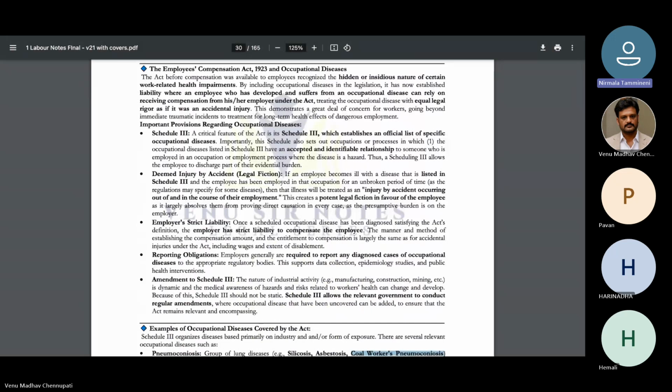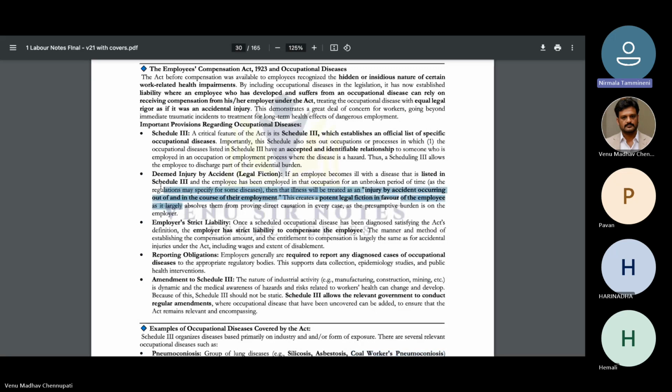By including occupational diseases in the legislation, it has now established liability where an employee who has developed and suffers from an occupational disease can rely on receiving compensation from his or her employer under the Act, treating the occupational disease with equal legal rigor as if it was an accidental injury. Once you are able to establish that the disease you have acquired is based on the occupation, it can be treated as an accidental injury and then the same compensation will apply. This demonstrates a great deal of concern for workers, going beyond immediate traumatic incidents to treatment for long-term health effects of dangerous employment. Important provisions.